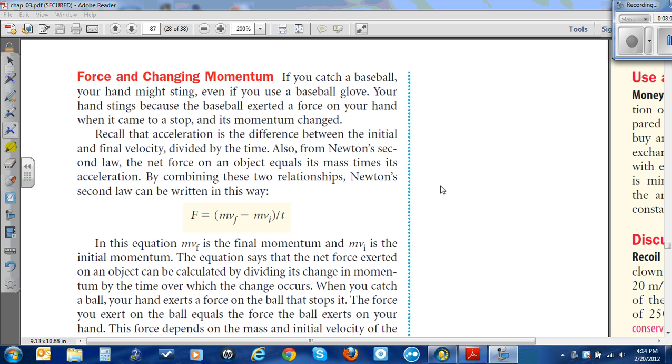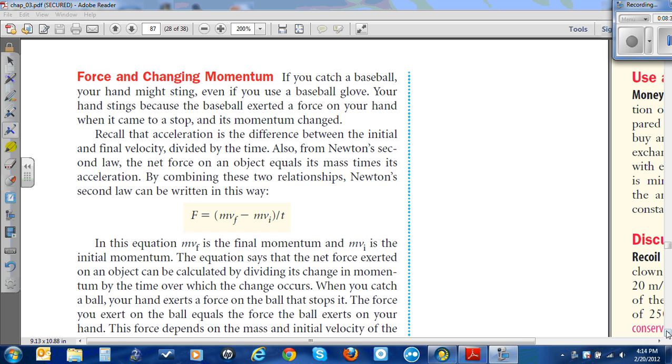Force and changing momentum. If you catch a baseball, your hand might sting, even if you use a baseball glove. Your hand stings because the baseball exerted a force on your hand when it came to a stop, and its momentum changed. Recall that acceleration is the difference between the initial and final velocity divided by time. Also, from Newton's second law, the net force on an object equals its mass times its acceleration. By combining these two relationships, Newton's second law can be written in this way.